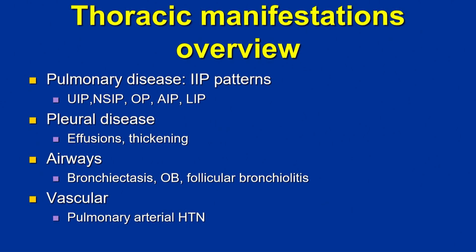So before we go into any of these specific connective tissue diseases, let's just go over the overall manifestations of connective tissue disease. What are you looking for? In the lungs, usually some sort of idiopathic interstitial pneumonia pattern: NSIP, nonspecific interstitial pneumonitis, usual interstitial pneumonia, UIP, organized pneumonia, things like that. Patients also can develop pleural effusions or pleural thickening. Airway disease is also not uncommon: bronchiectasis or areas of small airway disease, which manifest as a bronchiolitis pattern or obliterative bronchiolitis. And in terms of vascular disease, these patients can also develop pulmonary hypertension.